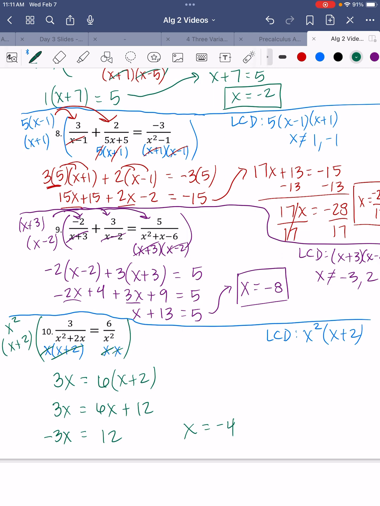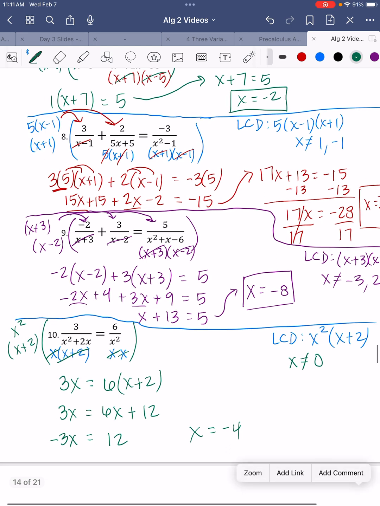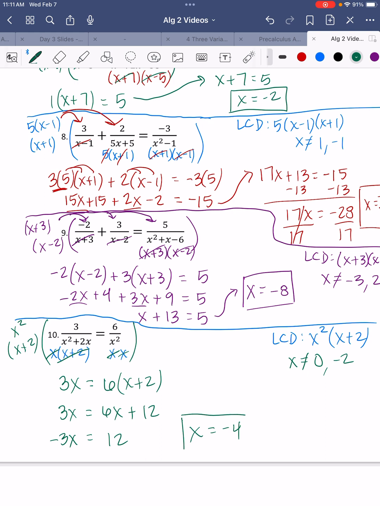Oh, I didn't list my restrictions. It looks like x could not be 0 from the x squared or -2. So -4 it is. None of these were extraneous. But again, if you go back to the example on the front, I know there's at least one where if you get a restricted value, then it doesn't work as a solution. So hopefully this helps, and please let your teacher know if you have any questions.